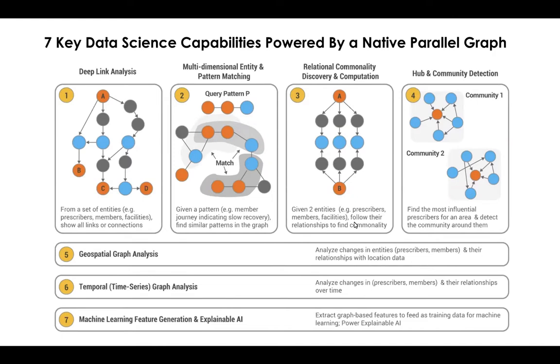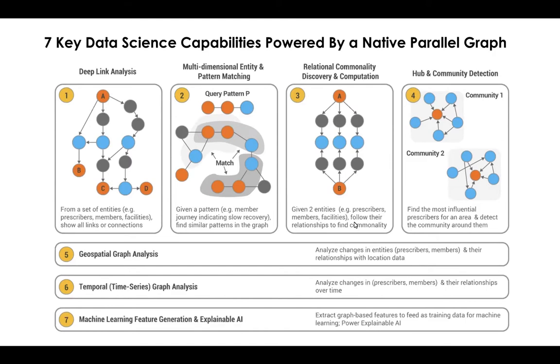The third one is the relational commonality discovery and computation. And this is really talking about, given 2 entities, TigerGraph traverses their relationships to find the commonality and also the similarity between the 2. So just think about the use case where you want to find the common members or patients for a set of doctors, or finding common customers for a set of merchants, or just finding the common business or personal connections among the group.